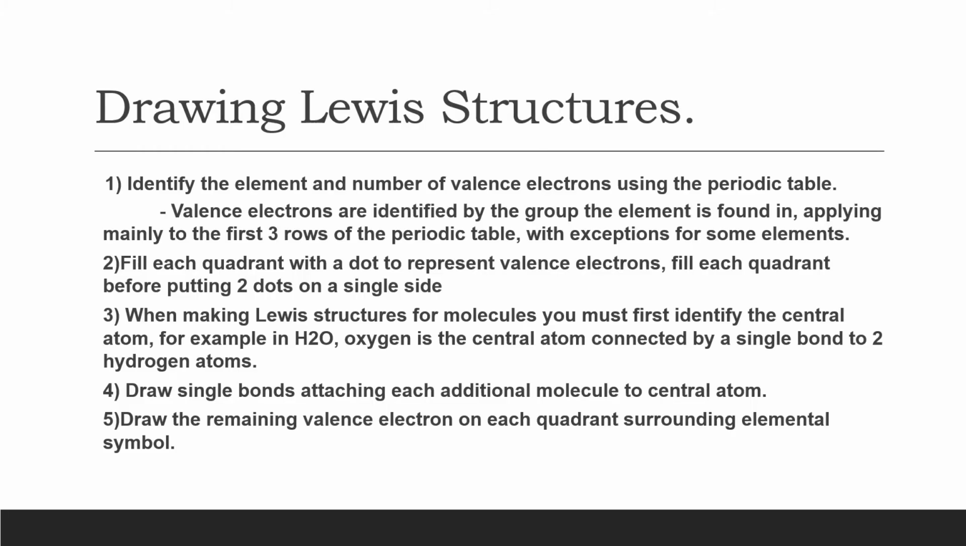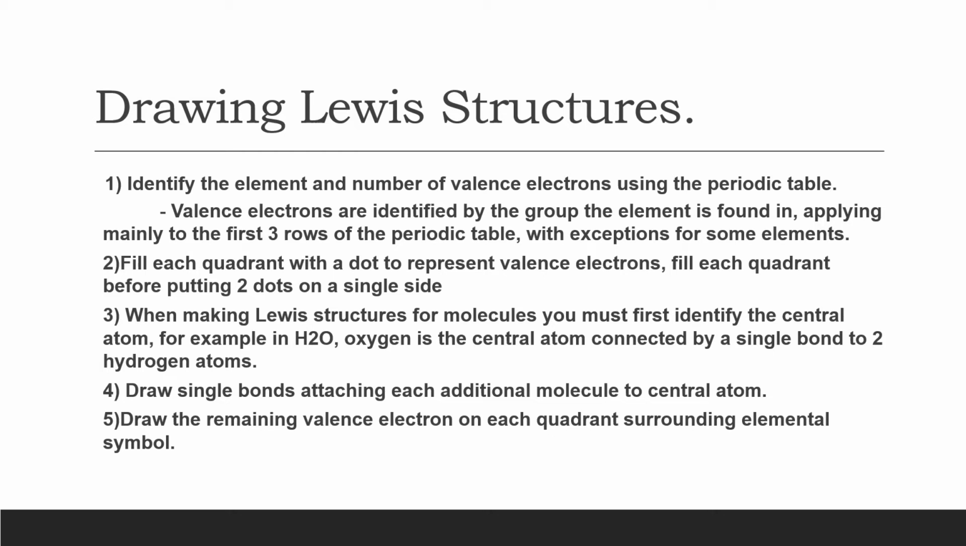Drawing Lewis structures. You must first identify the element and the number of valence electrons using the periodic table. The valence electrons are identified by the group the element's found in, applying mainly to the first 3 rows of the periodic table, with some exceptions like hydrogen and helium. You then fill each quadrant with a dot to represent the valence electrons.